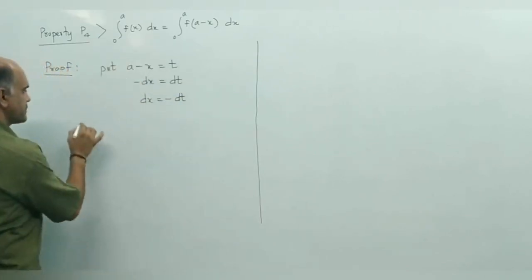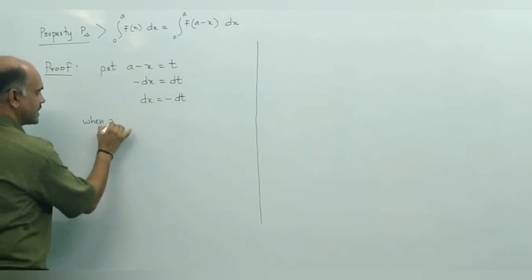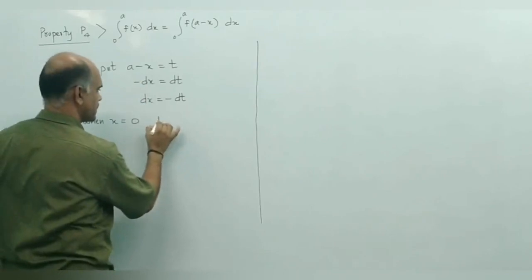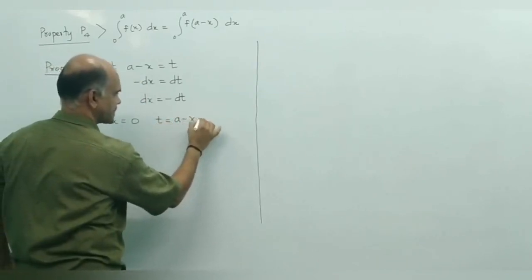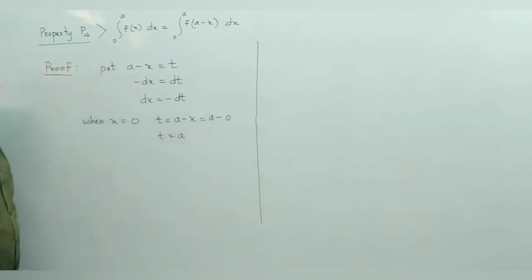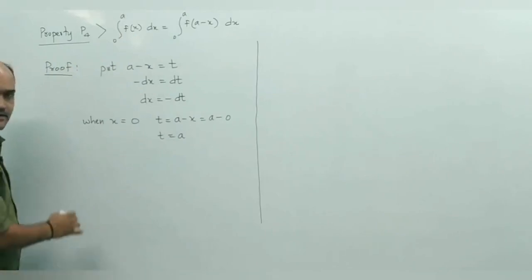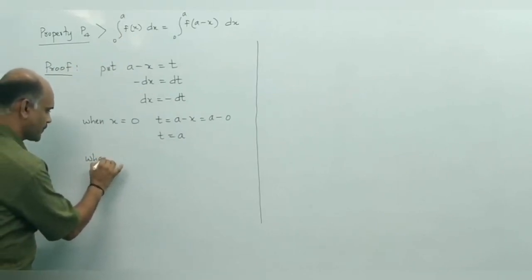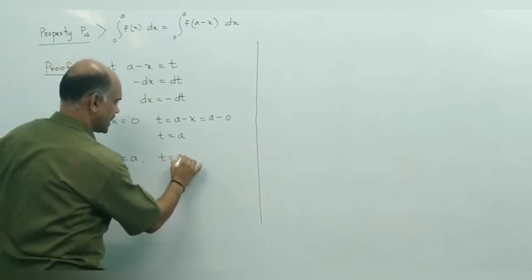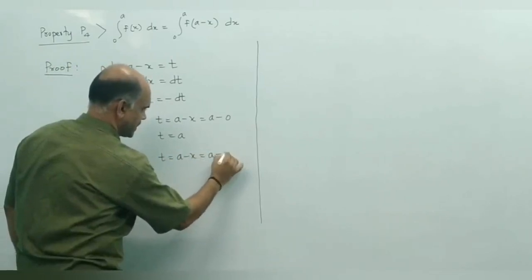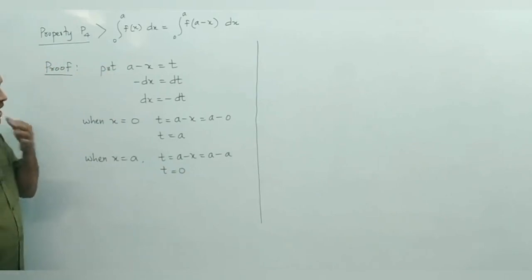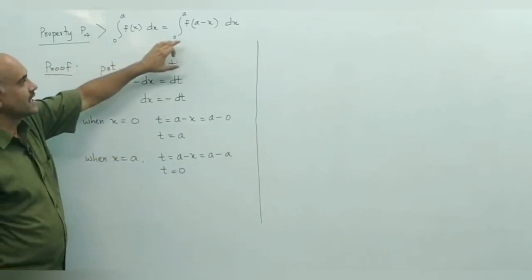So accordingly, if I substitute when x is equal to 0, in t is equal to a minus x, I get a minus 0, so t is equal to a. For the upper limit, when x is equal to a, t is equal to a minus a, so you will get t equal to 0. Now substitute all these values again in RHS.